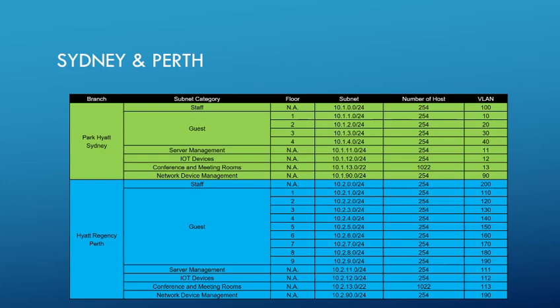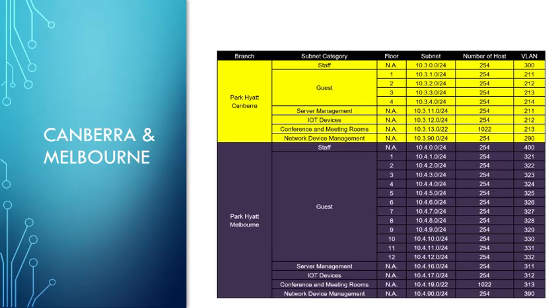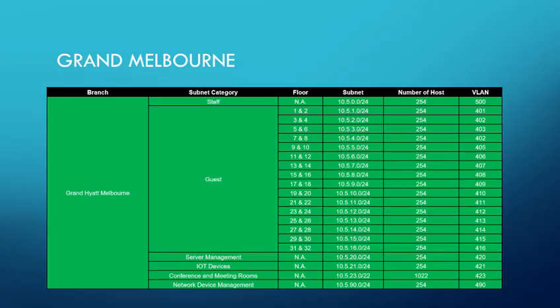For the Hyatt network setup, we assign specific IP ranges to each branch. Sydney is on the 10.1.0.0 network while Perth operates on 10.2.0.0 network. Canberra is set up with 10.3.0.0 and for the 2 Melbourne branches, we have allocated 10.4.0.0 and 10.5.0.0 networks separately.